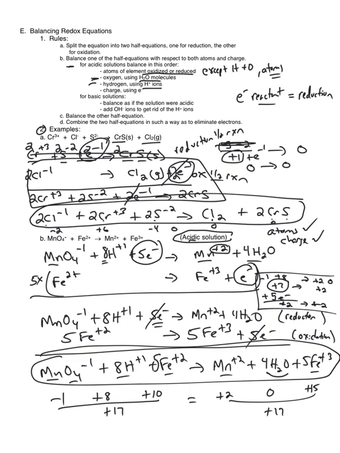So that is how we do redox reactions for acidic reactions. And when you're done, you'll typically have hydrogen ions on either the reactant or product side, but the presence of the hydrogen ions indicates that it's an acidic solution. And that's how we balance those reactions.